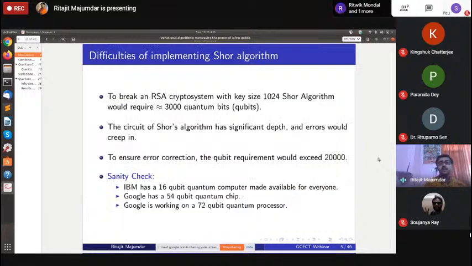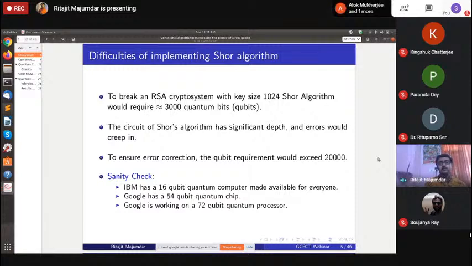In general, in the RSA crypto system, you will find a key size of 1024 bits or often bigger, 2048 bits and something. Now, without going into the detail of Shor algorithm's implementation, to break something like 1024 bits using Shor algorithm, you would require around 3000 quantum bits or qubits. What these qubits are and what their properties are, we'll see in section 3. But you will require around 3000 qubits.